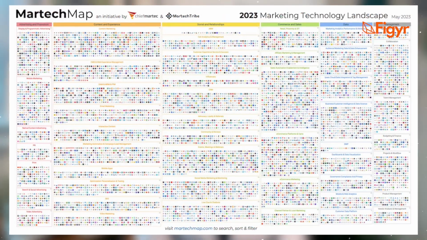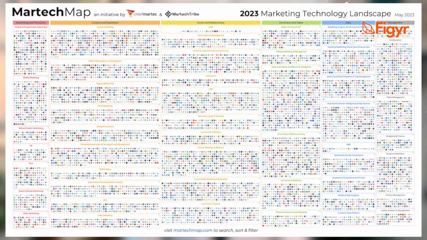As an aside, did you know there are over 11,000 solutions in the marketing technology landscape? Scott Brinker, a really respected man in our industry, puts a report out every year, and this number represents nearly 7,000% growth in this space over the last 12 years, which is incredible.